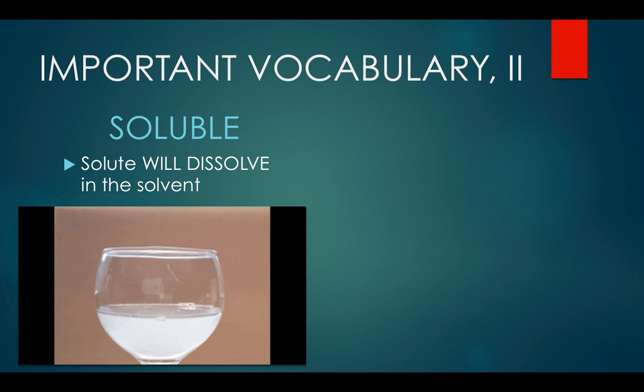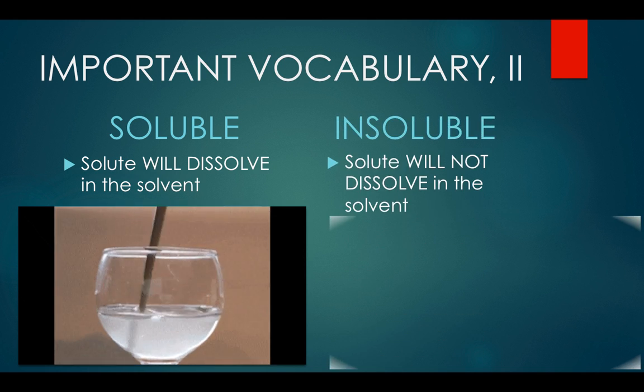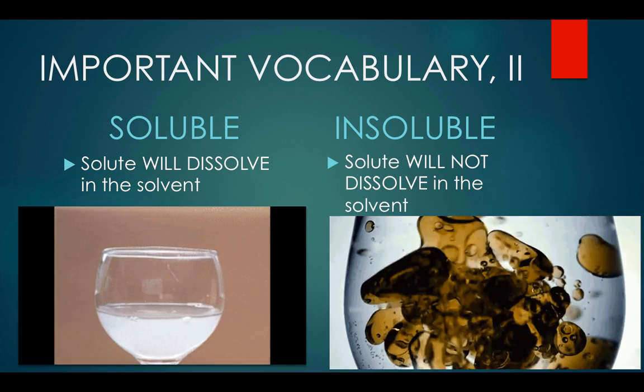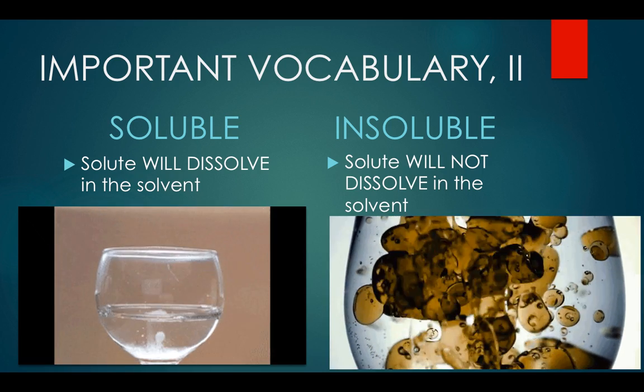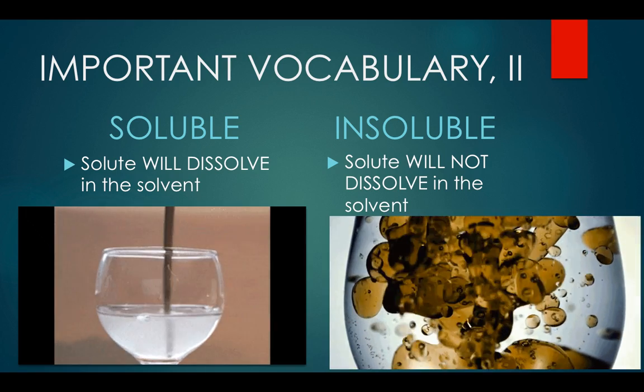But then what would be the opposite? What term do you think we might use for a substance that won't dissolve? Those substances we call insoluble. Those are mixtures where the solute will not dissolve in the solvent.